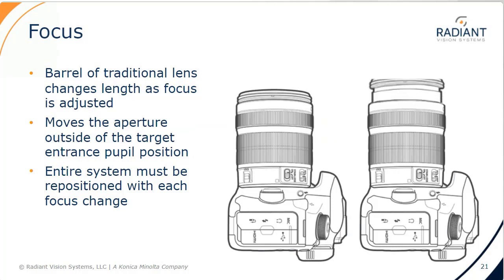Another issue is that the lens barrel of traditional lenses changes its length as it's focused. So this changes the position of the imaging system's entrance pupil relative to the display. In this case, the imaging system would need to be repositioned whenever the focus is adjusted so that the entrance pupil is restored to the correct measurement location. This not only takes time, but increases the risk that there could be an error in the measurement setup, and this kind of setup is really completely impractical for any kind of mass production testing.